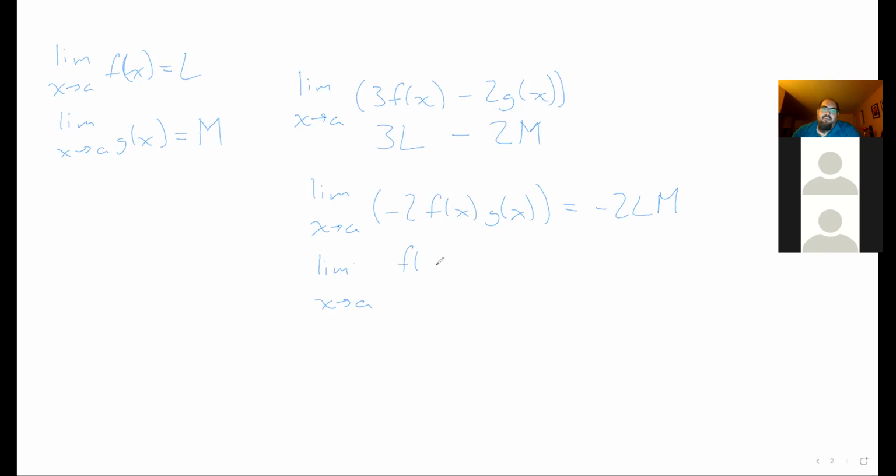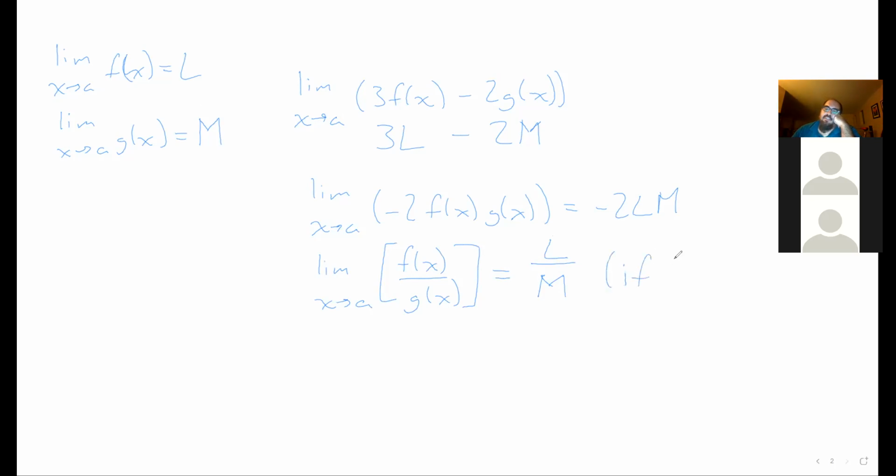So what if I had the limit as x approaches a of f of x over g of x? What would that limit be equal to? Would it be L over M? L over M. What's the only danger? If the limit of g of x is undefined or non-existent? I'm telling you that both these limits exist, and they're real numbers. But even though they both exist, there's still a danger.